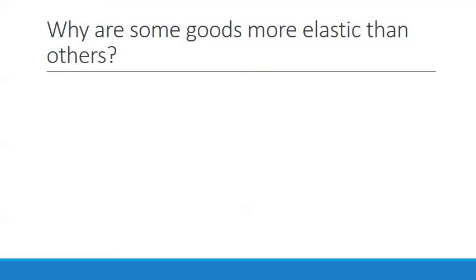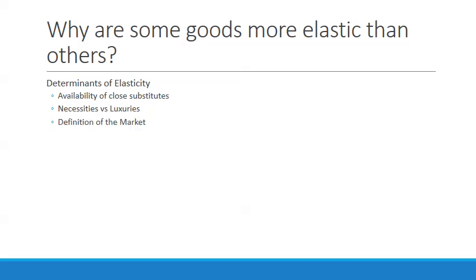Okay, so why are some goods more elastic than others? This is an important question to think about. When we look at our market, some goods are elastic, some goods are inelastic, and of course that matters. So what makes that difference? Well, much like with demand and supply, we have our determinants of elasticity. These are the things that will determine how elastic something is. The four are availability of close substitutes, necessities versus luxuries, definition of the market, and time horizon. And we'll look at each one individually.